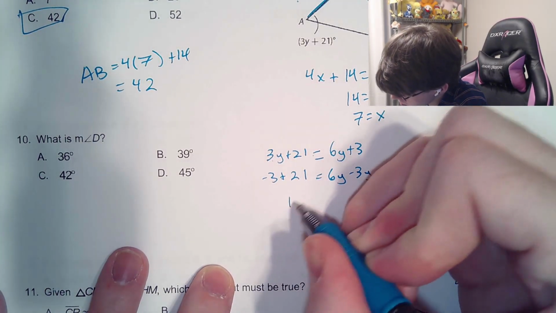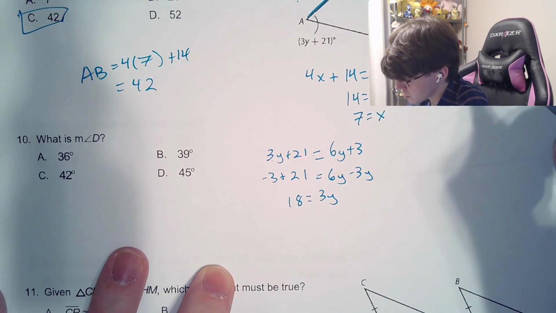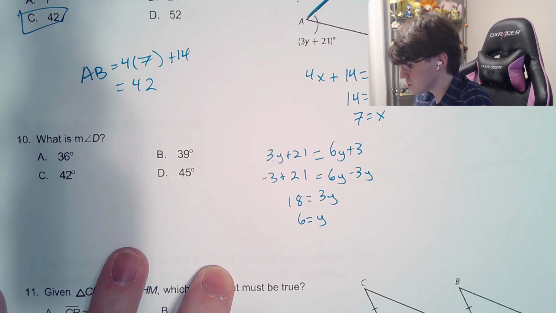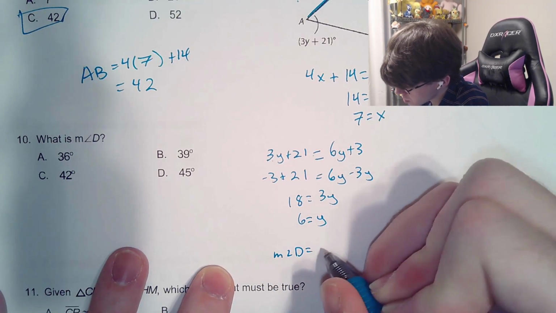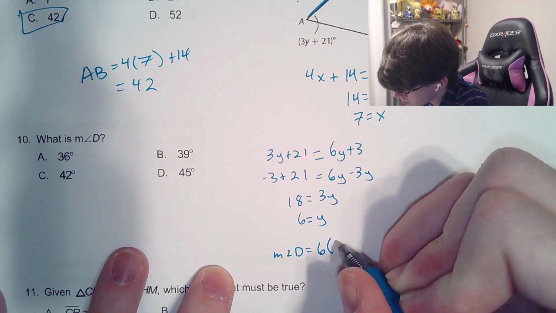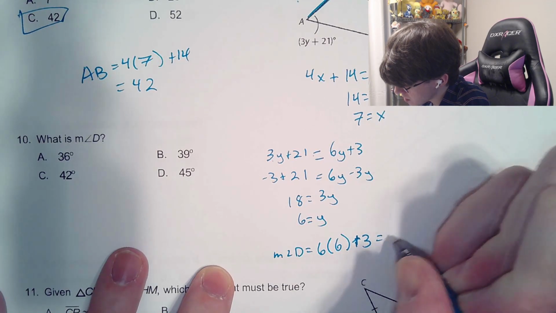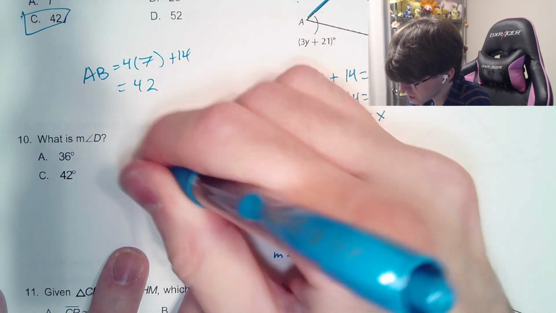21 minus 3 is 18. 6 minus 3 is 3. Divide both sides by 3 and you will get 6, but that is not your final answer because you do need to plug it into the measure of angle D. So the measure of angle D in the original question was 6 times y, which we just figured out was 6, plus the 3, and that's going to give you 39 for our final answer.